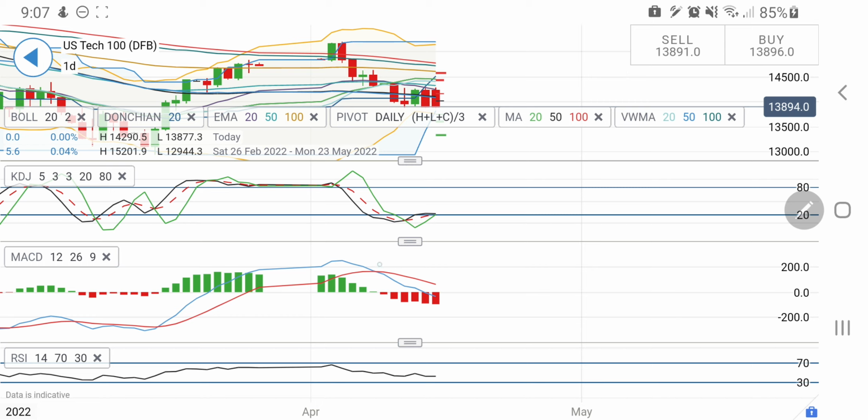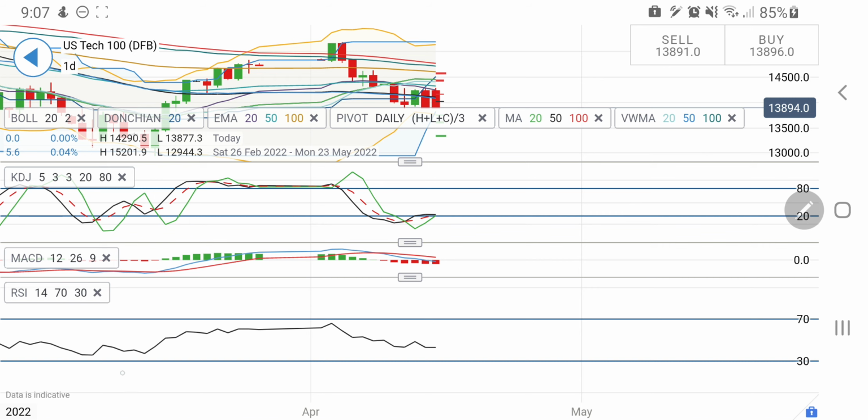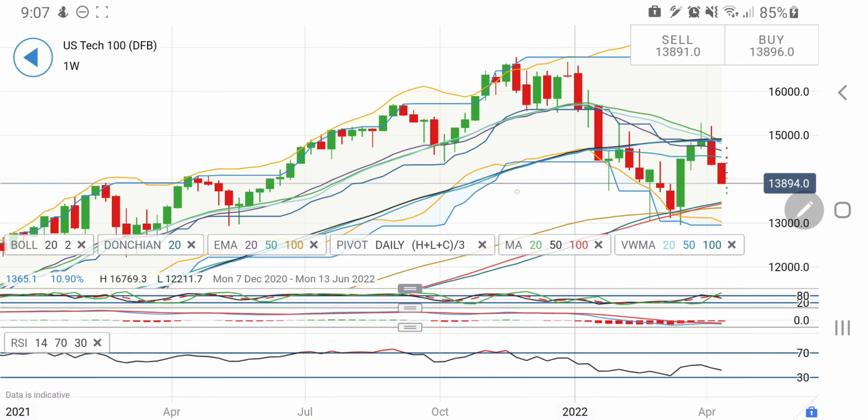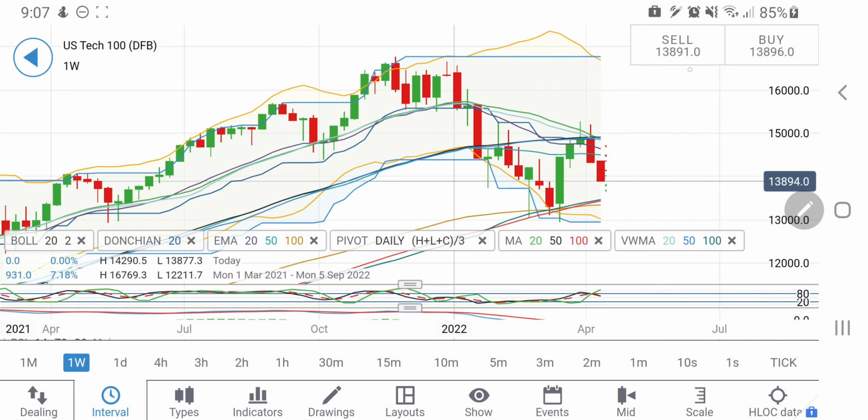Now look at the MACD. MACD has crossed over with divergence and is still on sell. RSI is not showing any symptom here. And if you look at the weekly chart, similarly, here are the 20 and 50 week averages at 15,000 and the 100 week average at around 13,400. So breaking this, it will enter into bearish territory.